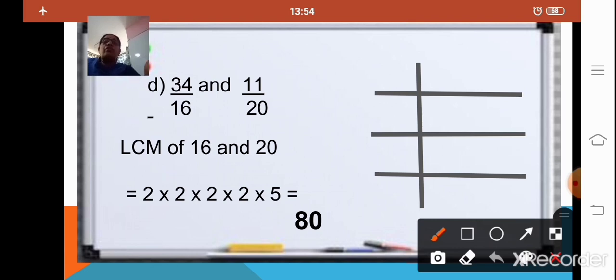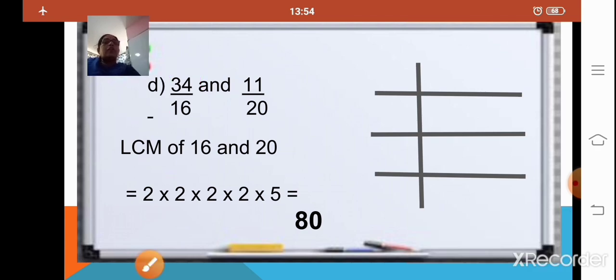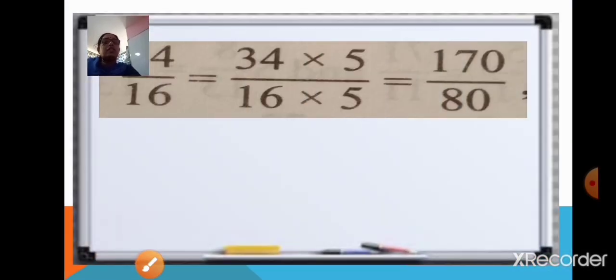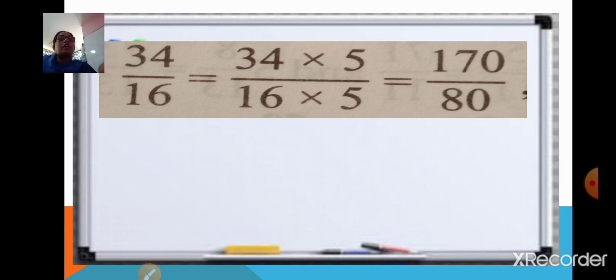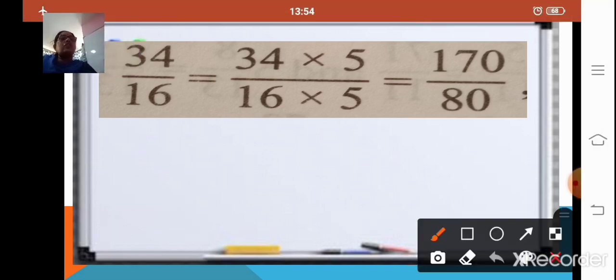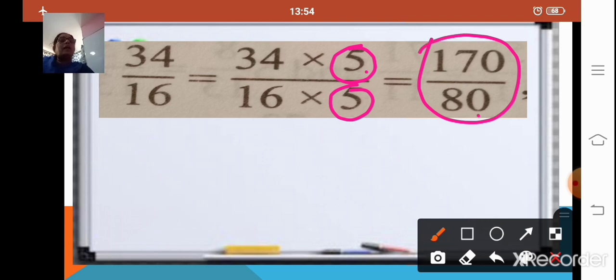Now what you have to do? You have to make these two fractions like fractions. That is, the denominator should be 80, which is equivalent to your LCM. Okay. Now first let us take the first fraction, 34 upon 16. 16 into 5 will be 80. Same way, the numerator also you will multiply by 5. So 34 into 5 is 170. Correct? So the first fraction you have made equivalent.